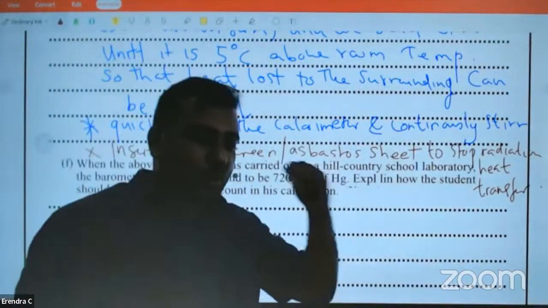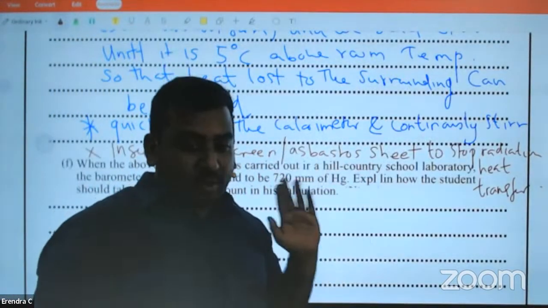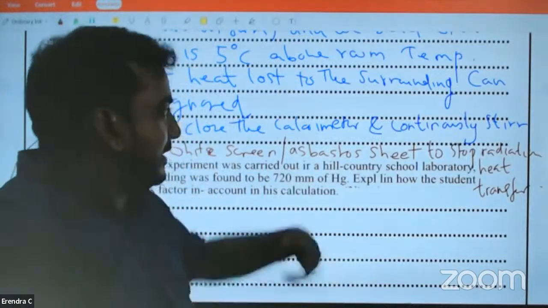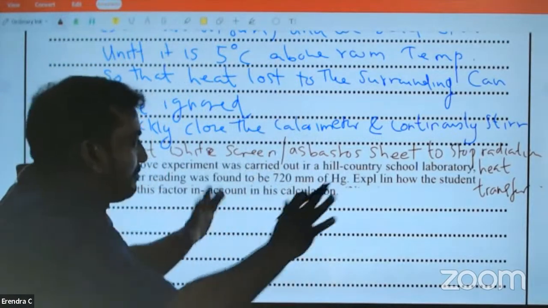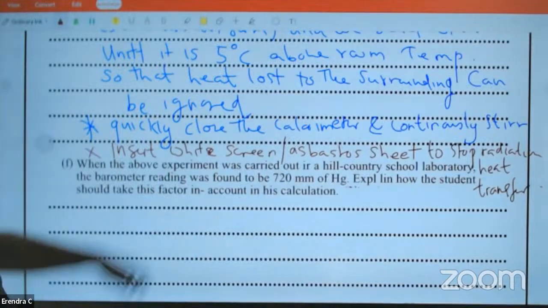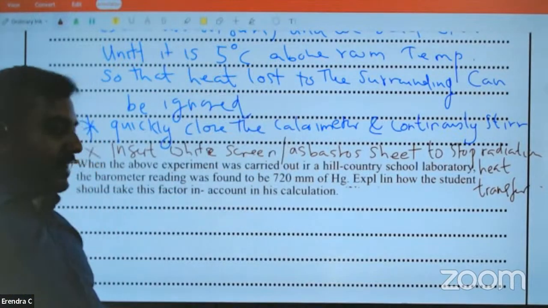Sometimes spellings might go wrong, huh? Because from morning 7:30 teaching, so sometimes spellings might go a bit wrong. Anyway, the idea is there. Don't worry.